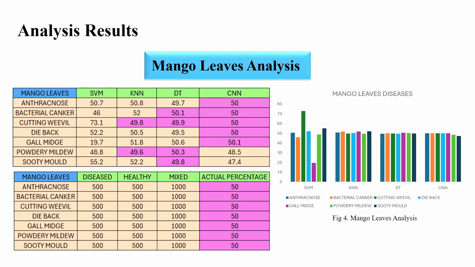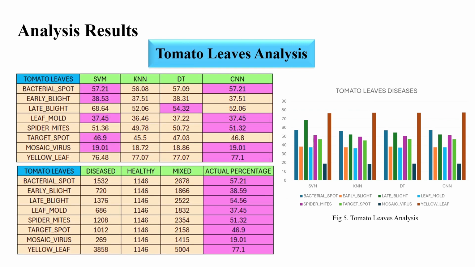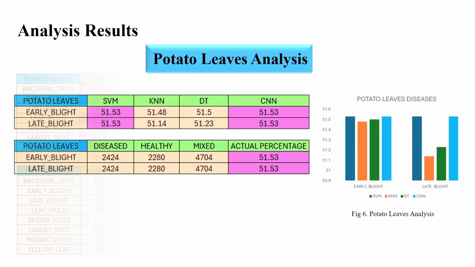So, with the help of those actual percentages, we have comparatively done the machine learning algorithm approaches and found out which algorithm would be suitable for the specific disease of a specific leaf dataset. Mostly, the convolutional neural network algorithm and the support vector machine algorithm are matching up with the actual results. With this, I complete this video.